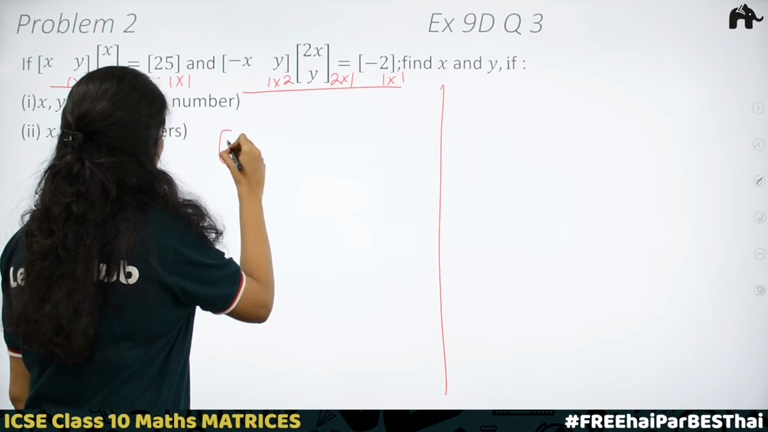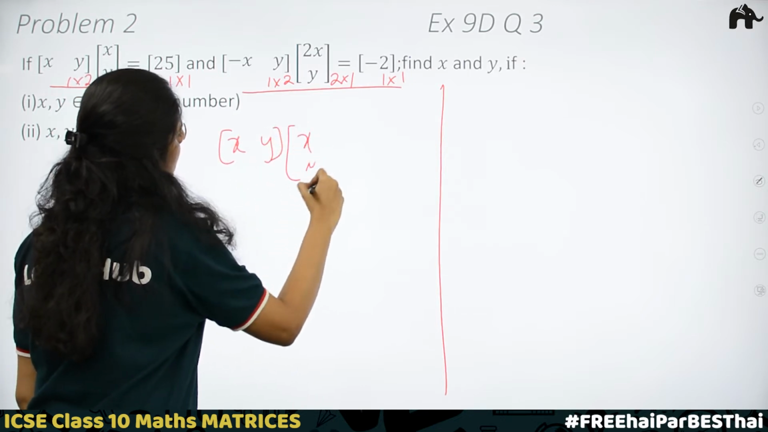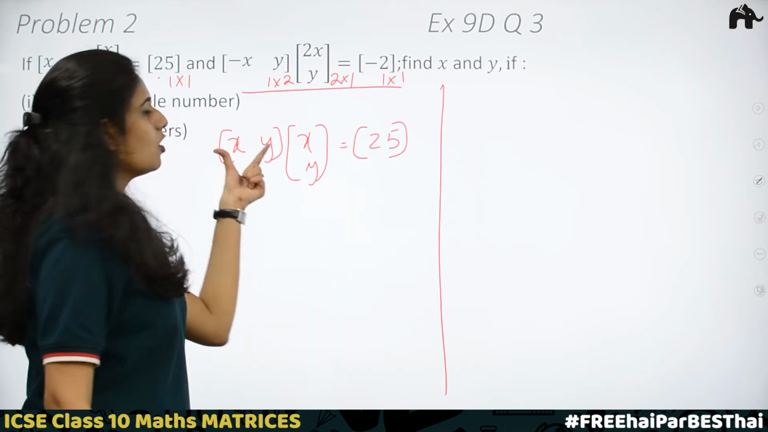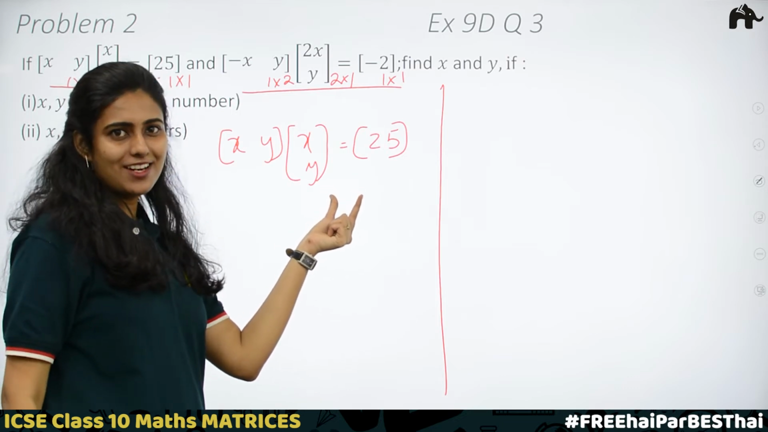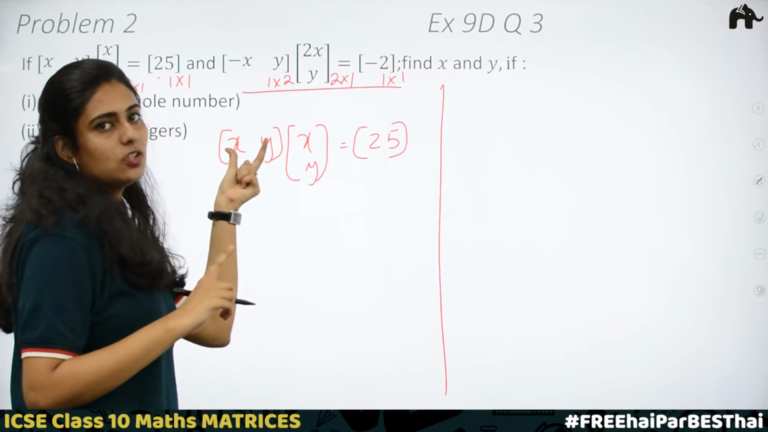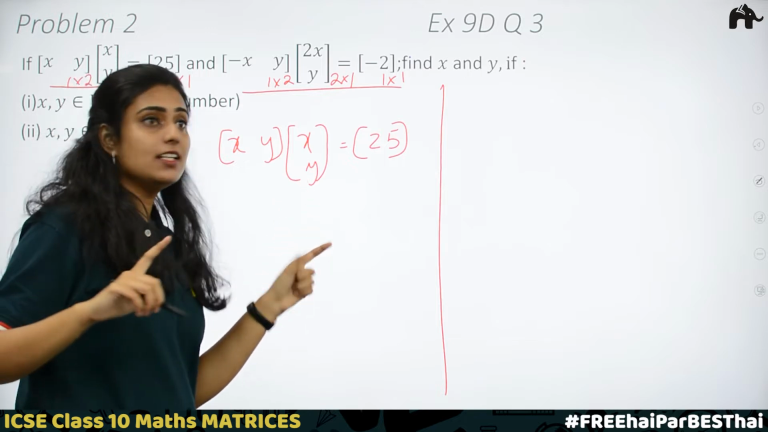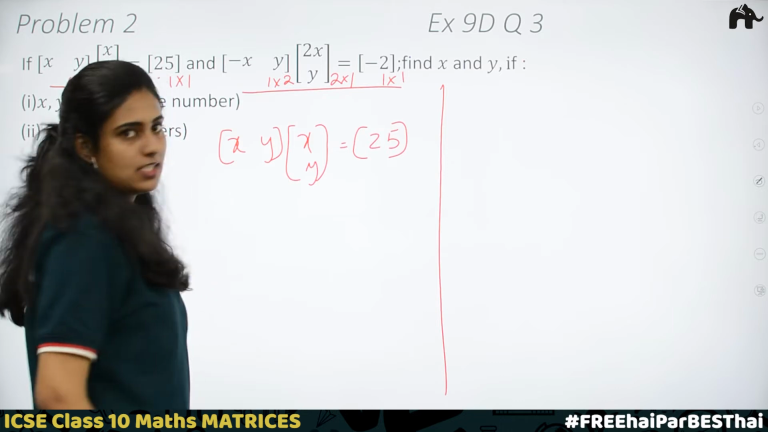First, we have matrix [x y] into matrix [x y] transpose is equal to 25. This is a row matrix and this is a column matrix. You remember what row matrix and column matrix are? A matrix containing only a single row is a row matrix. A matrix containing only a single column is a column matrix. Okay, we'll multiply these two matrices.